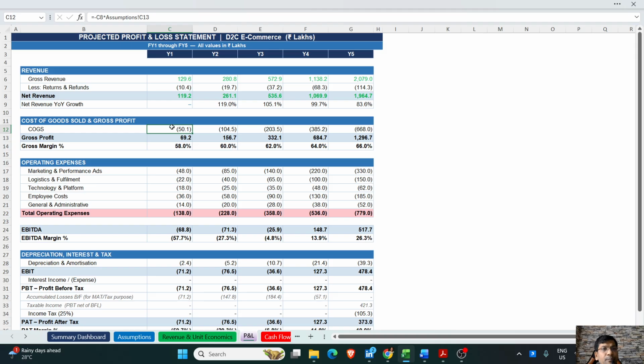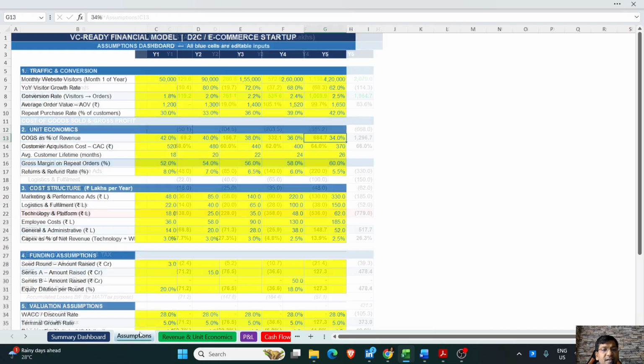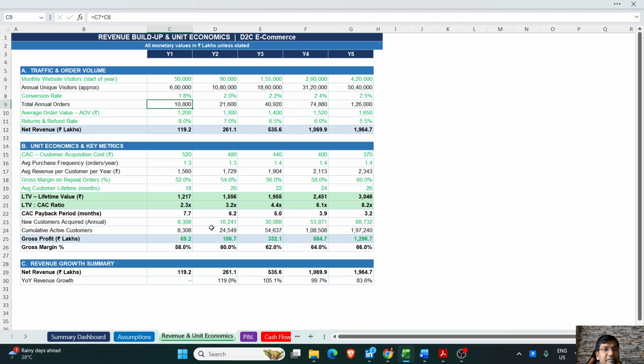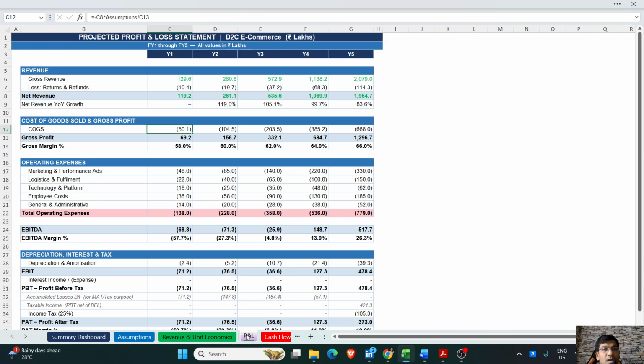I have already put that my cost of goods sold is equal to C8, which is my net revenue, into assumptions C13. So assumption C13, we have already said that this cost of goods sold will fall from 42% gradually to 34% of revenue. So I have my gross profit, which is my revenue net of COGS, and therefore I have my gross margin for this year.